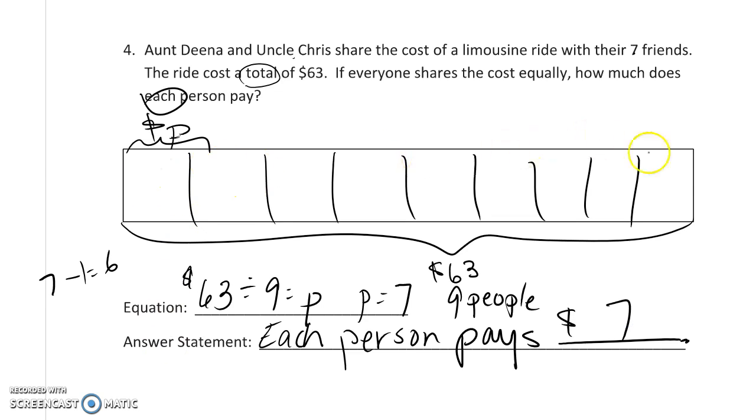Again, you could do the fair share method. It's going to take you a while to get up to 63 little dots in each of those boxes, but it will definitely work.